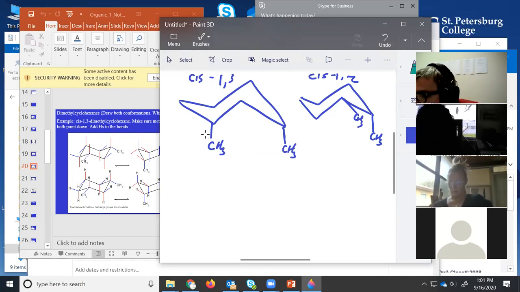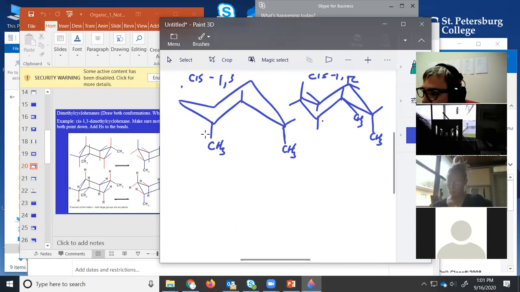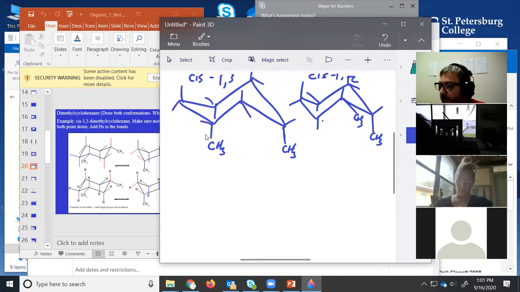How do I know that? Because if I draw in all the axials and equatorials, you see the axials will be alternating. Same with this one here. I'll just go ahead and draw in the axials and then the equatorials. All right.